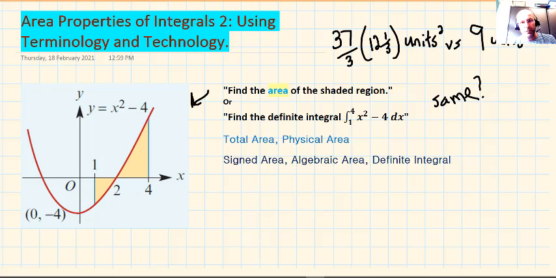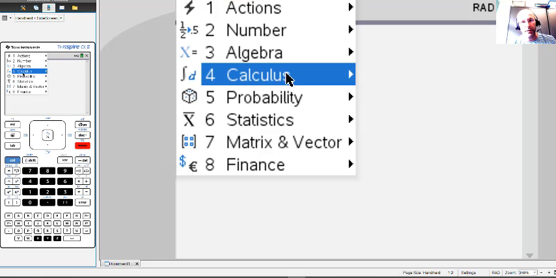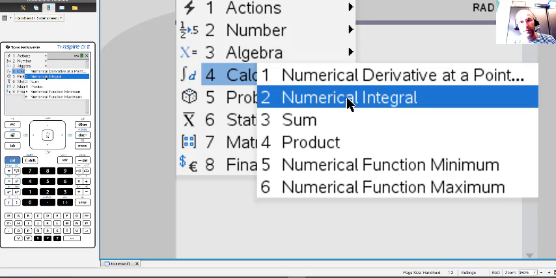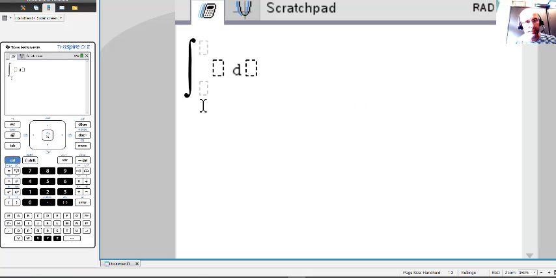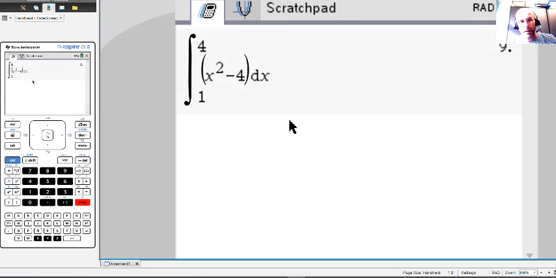Okay, let's do that integral then on the calculator. Using a TI, we go into the calculus menu, we go to numerical integral, we enter in what we need to find. So it's from 1 up to 4, and it was x squared take 4 dx. And we get 9.